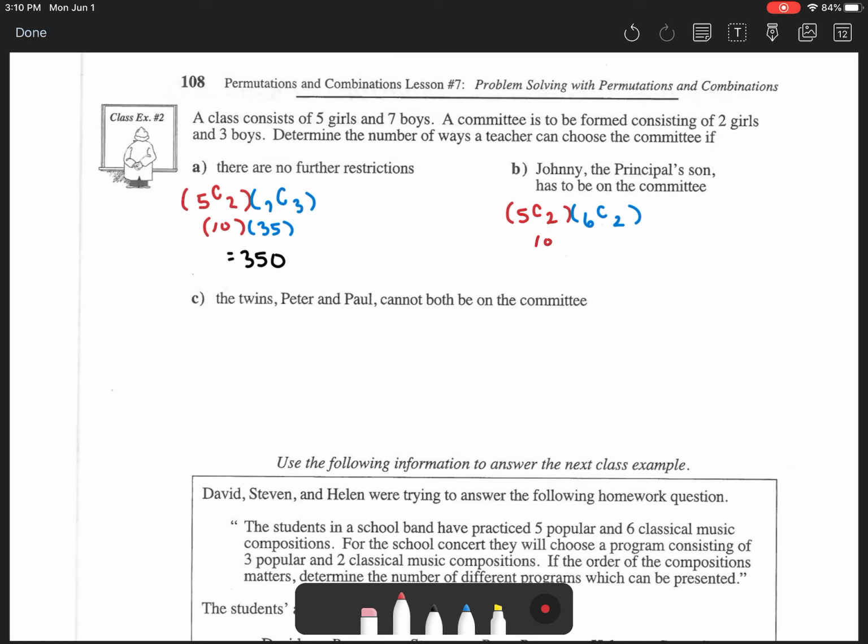So we know 5 choose 2 from part A was 10. 6 choose 2 now is 15. So that is a total of 150 ways.